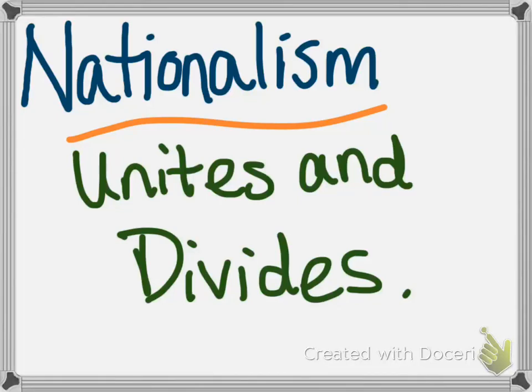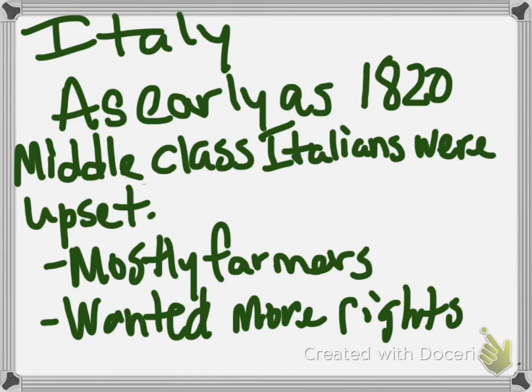Nationalism. It unites and divides. We should know that by now. Now, in Italy, as early as 1820, middle-class Italians were upset. They were mostly farmers. They wanted more rights. As we've seen from history already, when the middle class is angry, bad stuff happens to the government.